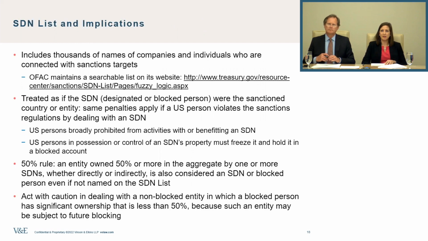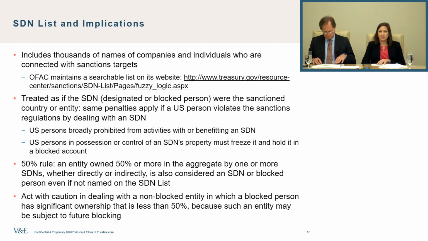So the implications of being on the SDN list, as Dave said, U.S. persons are broadly prohibited from engaging in activities with SDNs and activities that benefit SDNs, whether directly or indirectly, which can come up in a number of unexpected ways. If you have an SDN somehow involved in a transaction in the background and you're going to take a certain action or not take a certain action that confers a benefit, that needs to be thoroughly assessed before you can proceed. Any U.S. person in possession or control of the property of an SDN must immediately freeze it and block it, hold it in an interest-bearing blocked account. It can't be transacted in after that point. And there are certain reporting requirements associated with that as well to OFAC.